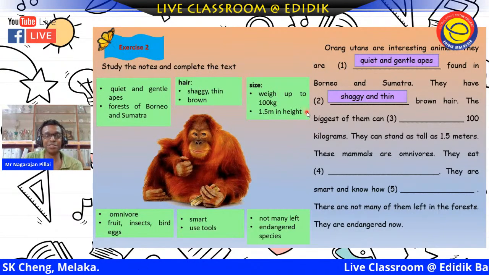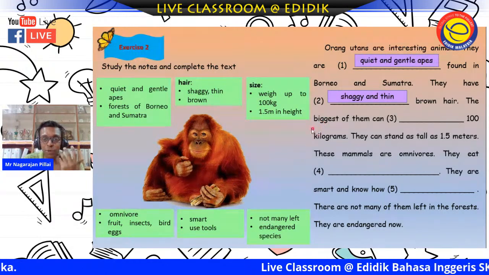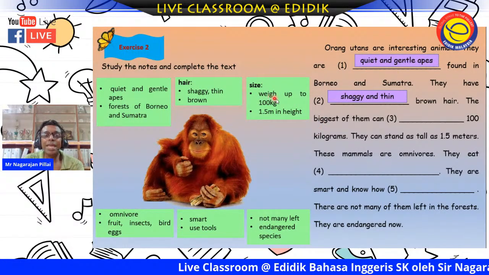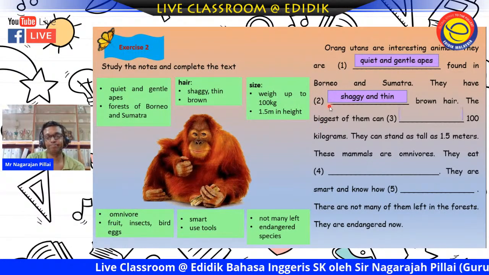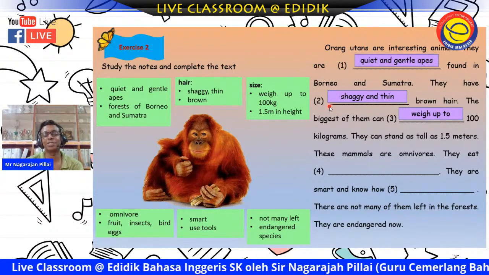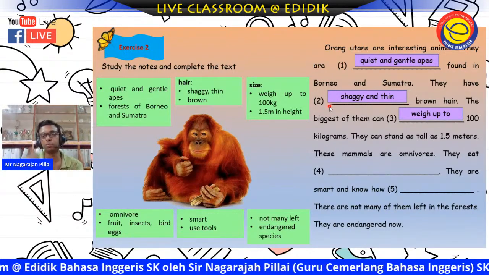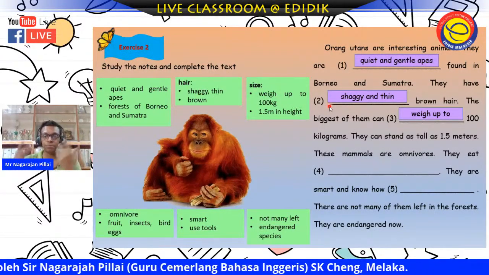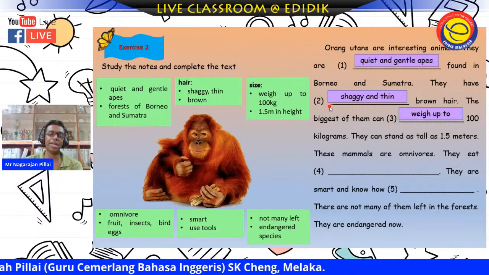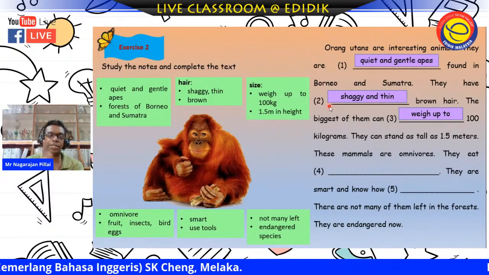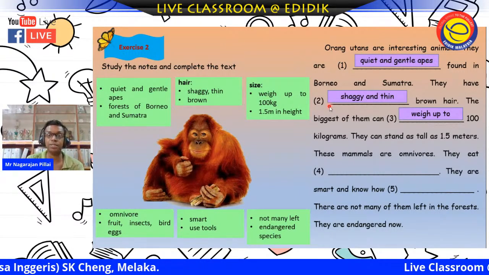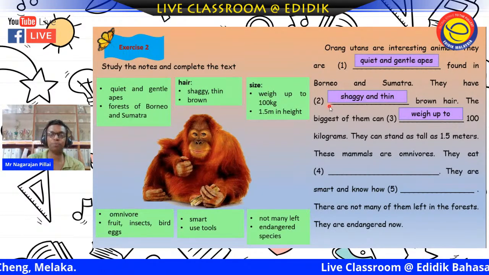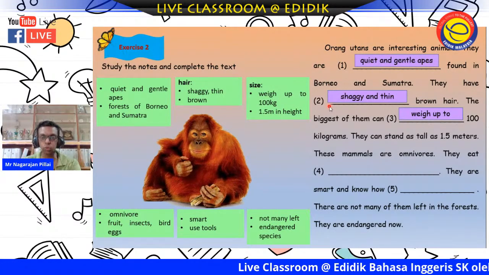Okay, so what else do we have here? We are left with only weigh up to. So you just copy the phrase weigh up to. The biggest of them can weigh up to 100 kilograms. Don't write 100 again because it's already there in the sentence. So just copy weigh up to.